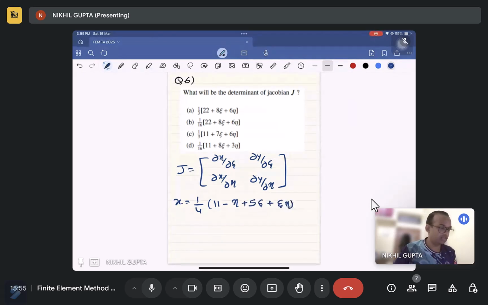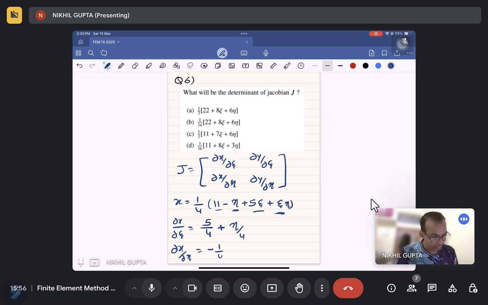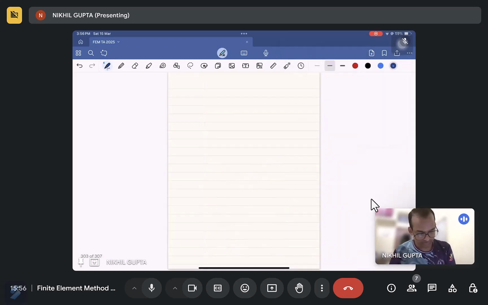So first let's do the del x by del xi. So what we'll get, we'll get 5 by 4. This will be 0, this will be 0, only this term will be there. So 5 by 4 plus eta by 4. Similarly, if you do del x by del eta, what you will get? You will get this term and this term. So it will be minus of 1 by 4 plus xi by 4. Correct. Now let's do the same with y as well.